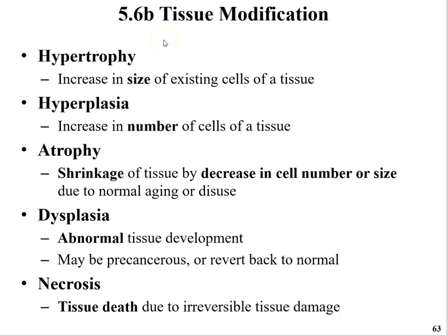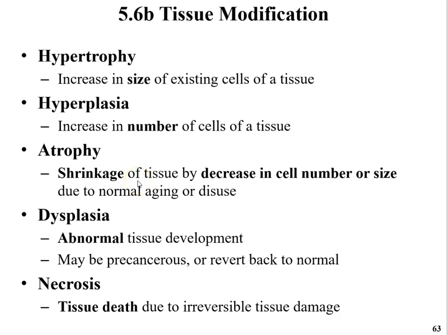Okay, let's talk a little bit about what can happen to your tissues in response to differing stimuli. So you could have hypertrophy of a tissue, and that's going to be increase in size of existing cells in the tissue. That's opposed to hyperplasia, which is an increase in number of the cells of a tissue. You can have atrophy. This is shrinkage of tissue either by the decrease in cell number or decrease in cell size, and this is due to normal aging or to disuse.